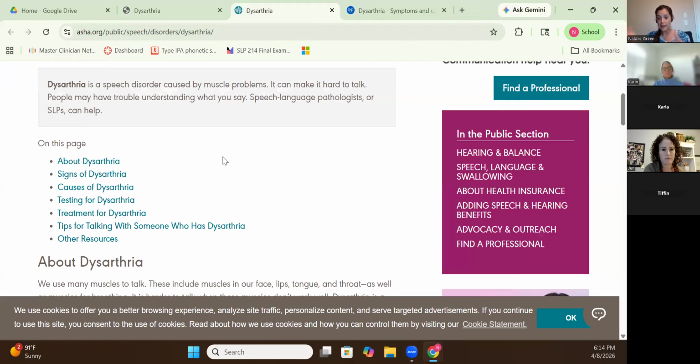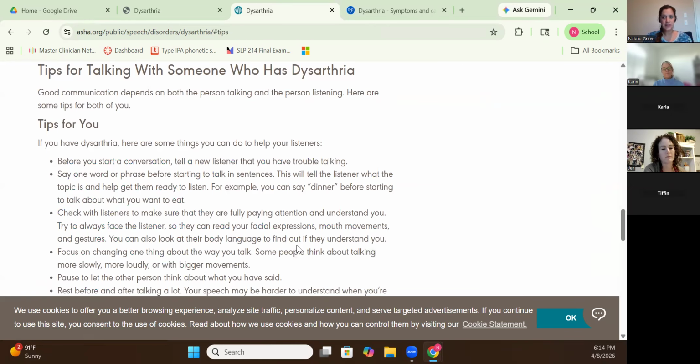But overall, I could do that, right? So testing for dysarthria, treatment, and then tips for talking with someone who has dysarthria, which gives me a great treatment plan too, right? Okay, how do we help them? How do we help them navigate, right?